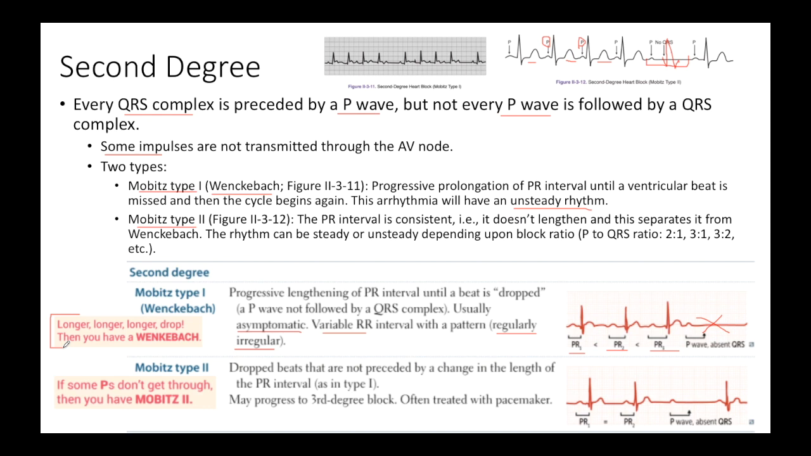Then we have Mobitz type 2, where the PR interval is constant, so it's not lengthening. But we still have those drops going through. So the rhythm here can be steady or unsteady depending on the ratio of P's to QRS's occurring. So again, there are drop beats, but there is no change in the length of the PR interval. Whereas in type 1, we do see a progressive lengthening of that interval.